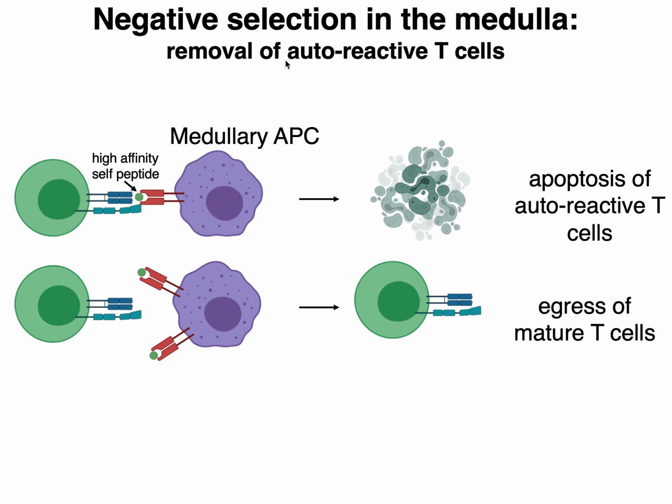These developing thymocytes, once they successfully undergo positive selection, will migrate into the medulla of the thymus, and there they are exposed to many high-affinity self-peptides. If this developing T cell binds to these high-affinity self-peptides, instead of becoming activated, it will become apoptotic and die. If it fails to recognize any of these self-peptides, it then can egress from the thymus as a mature T cell and migrate to secondary lymphoid organs.